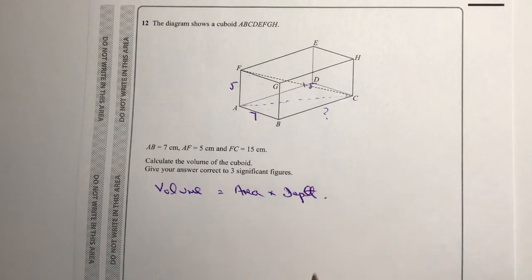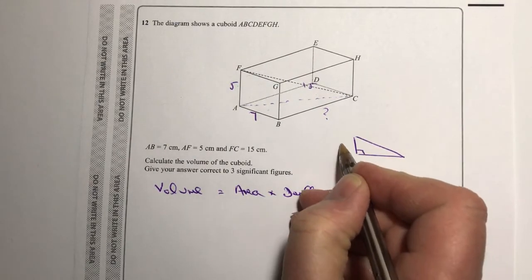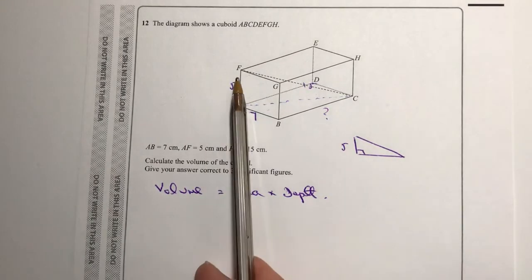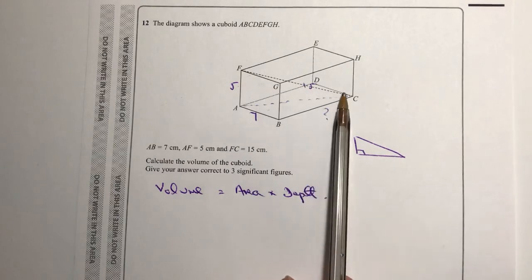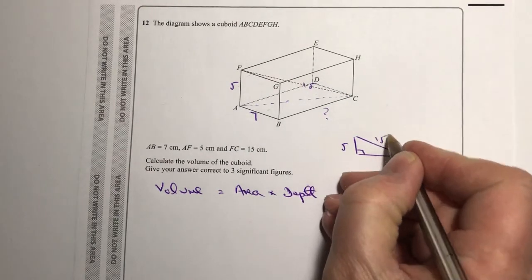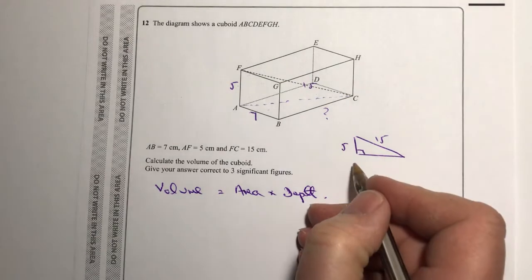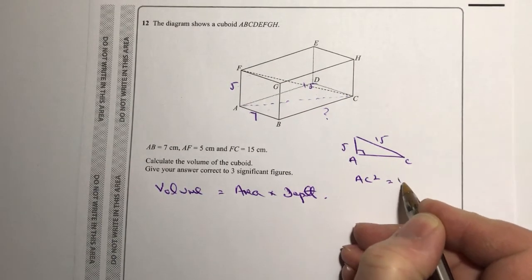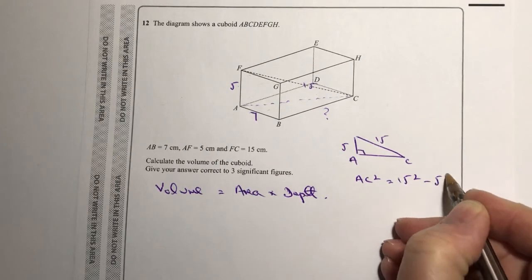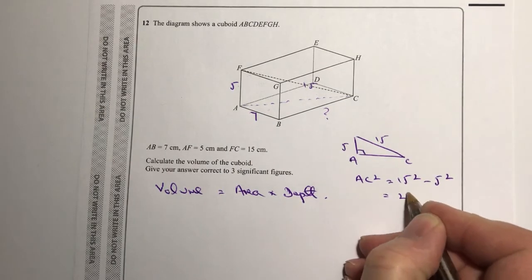Effectively I've got a right-angled triangle with a height of 5, which is this height AF, and then a hypotenuse of length 15, which is this length along here. So I can say that this is AC, and AC squared equals 15 squared minus 5 squared. If I pop that into my calculator and work that out, that's going to give me 200.